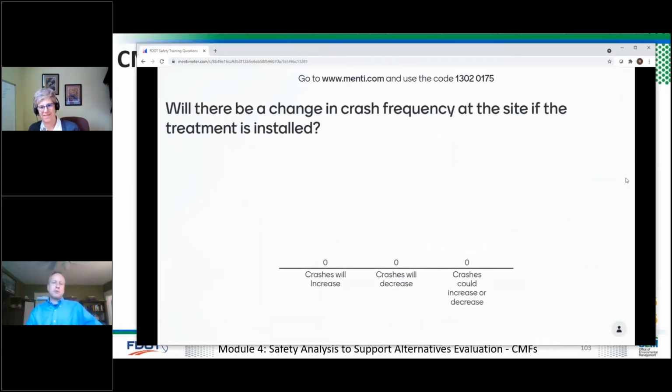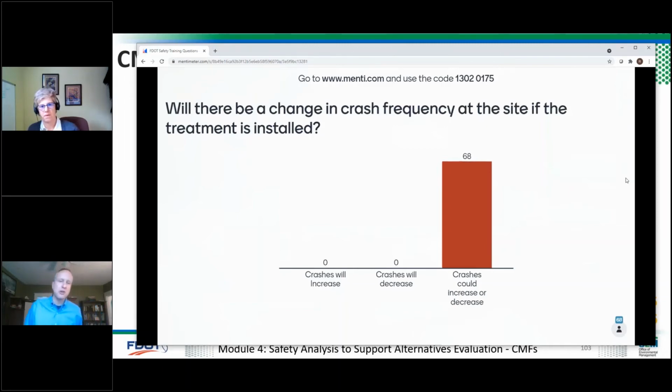Will there be a change in crash frequency at the site if the treatment is installed? This goes to one of the comments that was asked earlier that Beth brought up. It's a real thing to think about as you're doing this. I see most of you got that, so we've kind of set it up. Sorry, softball there, but crashes could increase or decrease. That is the reality for some treatments.